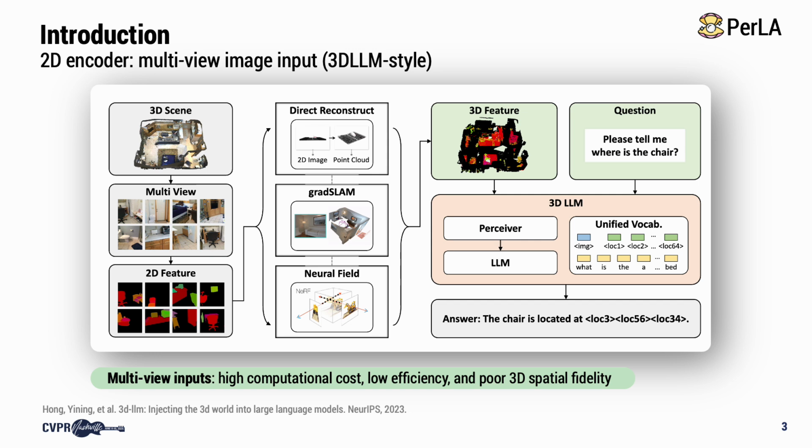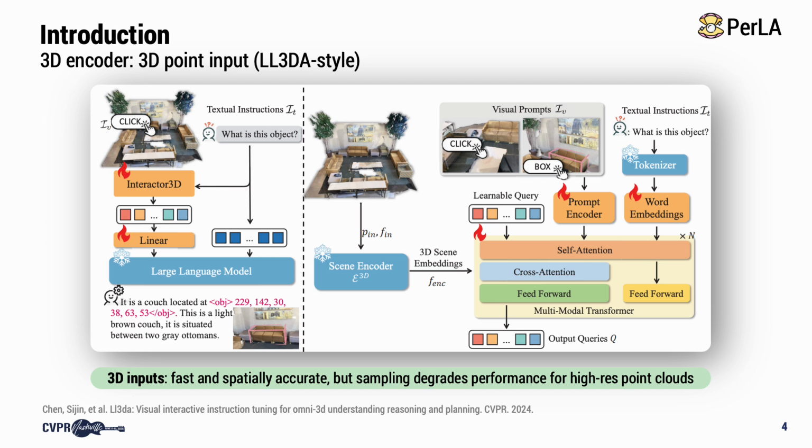Recent methods like 3D LLM rely on multi-view image inputs to inject 3D awareness into language models. However, this comes at the cost of high computation and often lacks accurate 3D spatial understanding, which limits performance in tasks like visual question answering. To address this, 3D native approaches such as LL3DA operate directly on point clouds. These are more efficient and spatially accurate, but their performance degrades when high-resolution point clouds are downsampled. Important local details are lost in the process.